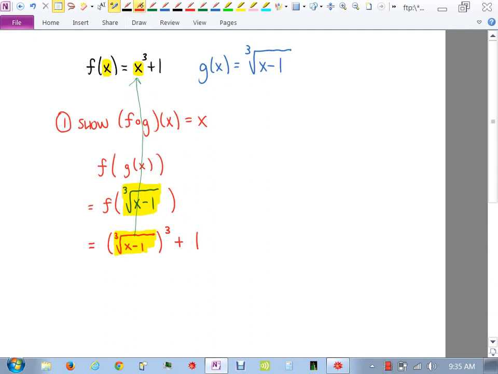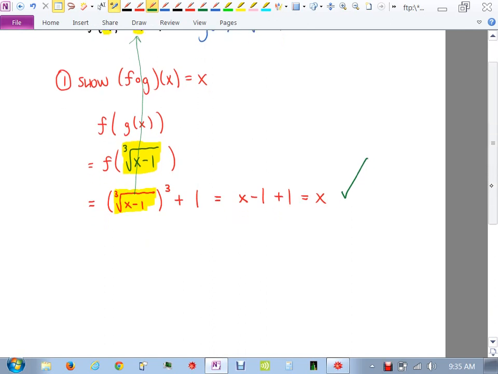Okay. So what happens when you cube a cube root? They cancel out, just like when you square a square root, it cancels. So you have x minus 1, but then you have plus 1. That gives you x. And that is exactly what I was trying to show: when you do that composition, f of g of x, you get x. Now you're not done, because you need to show it the other way.